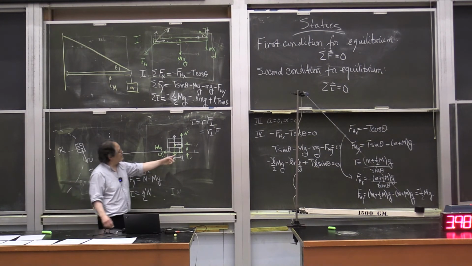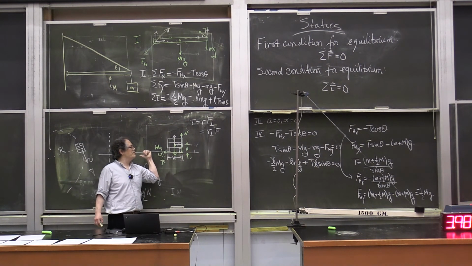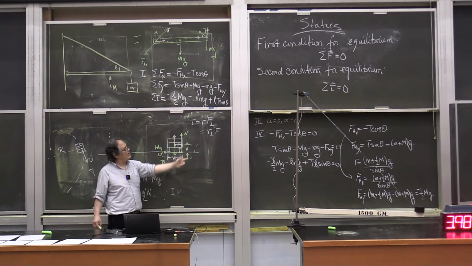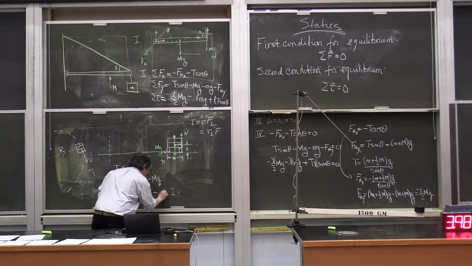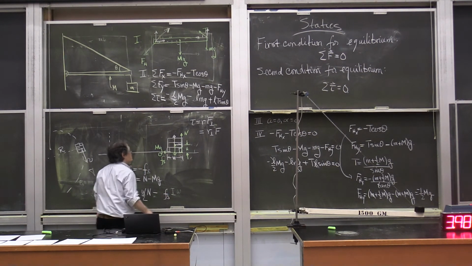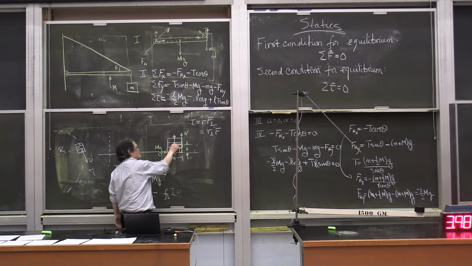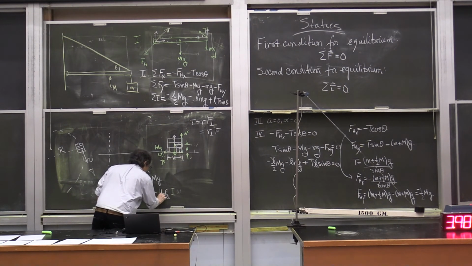Friction also provides a torque. It pulls this way. It wants to rotate the car clockwise about the pivot point, so it provides a negative torque. The perpendicular distance, or the lever arm, is this much, which is precisely the height of the center of mass.